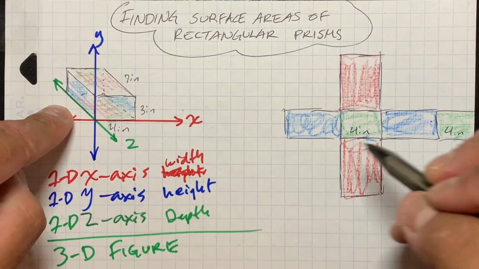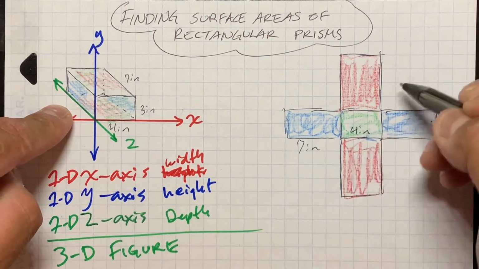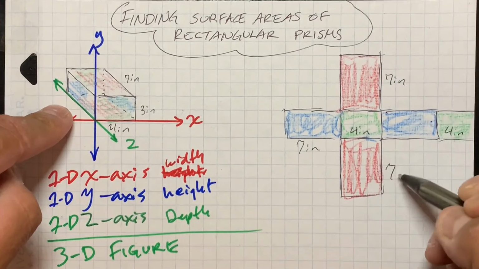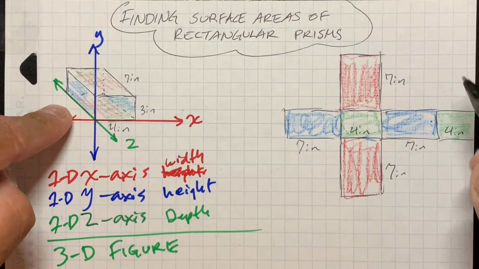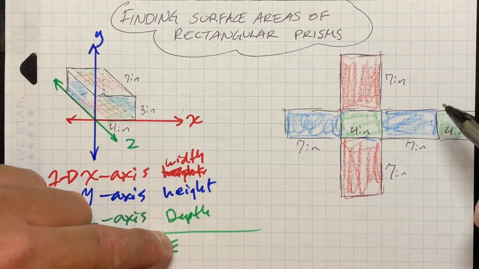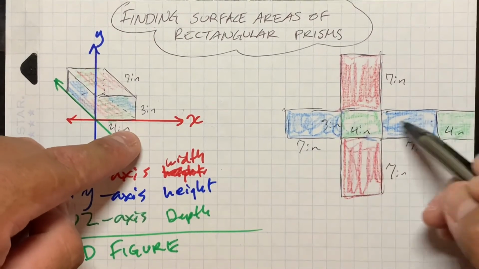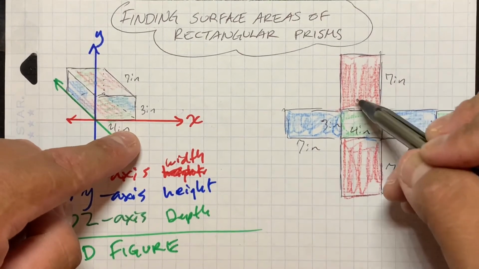And then of course it's 7 inches long. So this is 7 inches, this is 7 inches, this is 7 inches, this is 7 inches. And then of course it is 3 inches tall. Okay. All right. So there we go.